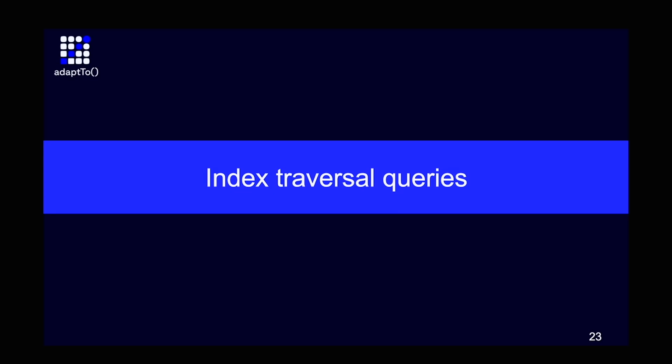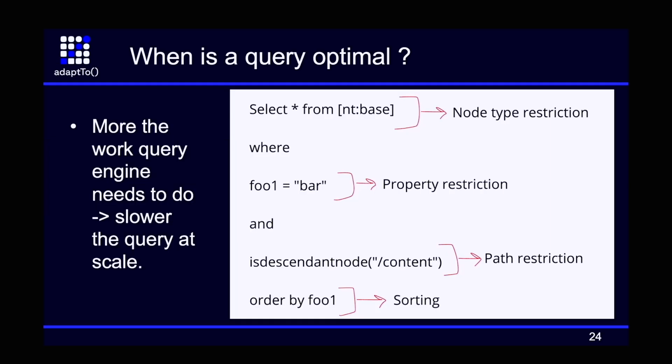So this is probably a more interesting type of problem to solve. These are the index traversal queries. These actually use an index, but not optimally. So when would I say that a query is optimal? I can broadly divide my query into these 4 parts: node type restriction, property restriction, path restriction, and sorting. And if my index is able to serve all the constraints of a query, then we say that it is the optimal index for the query. However, if that's not the case, then whatever constraints the index does not serve are then handled by the query engine later on in memory, which could make the query difficult to scale.